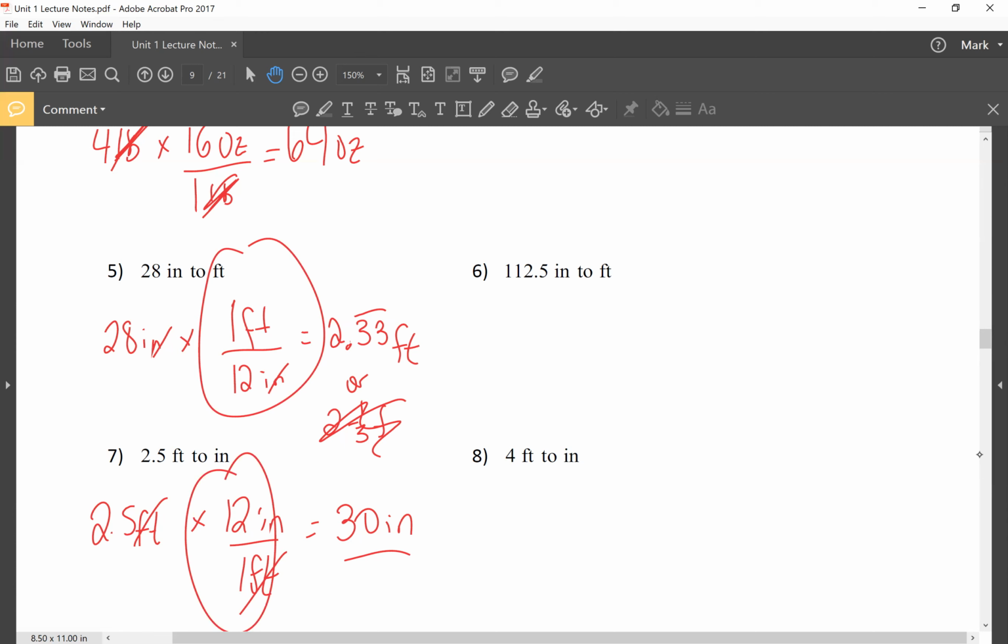Okay. Now, if you guys are wondering where do those numbers come from? Where does 1 over 12 come from? Where does 16 over 1 come from? Remember, up above, it said that 1 foot was 12 inches, and it said up above that 16 ounces was 1 pound. So I'm just using these ratios from above.